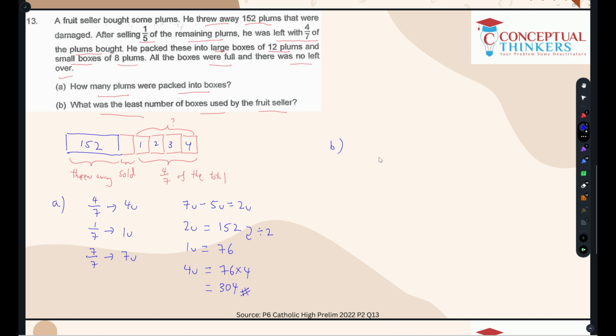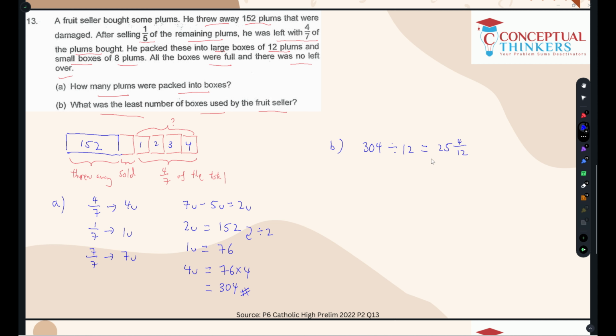Okay, now to do that, we have to think what will be the maximum number of 12 plant boxes that he can get. So to do that, we just take the total number of remaining plants that used to be packed into boxes and divide it by 12. So we can use our calculator. We take 304 divided by 12. Now you're going to get 25 and 4 out of 12.